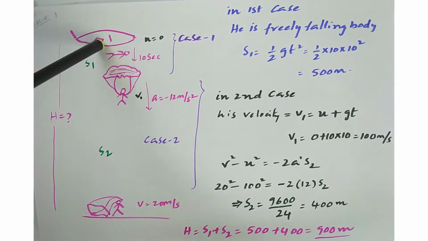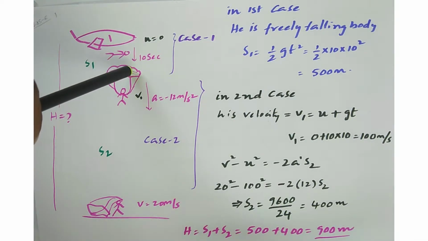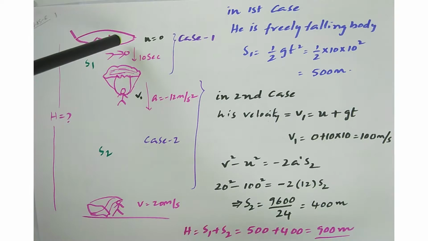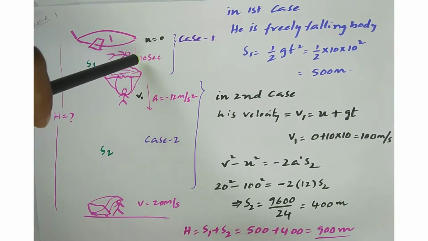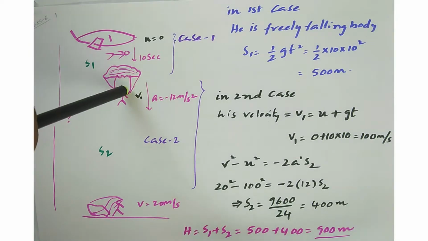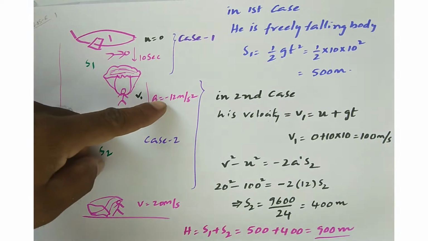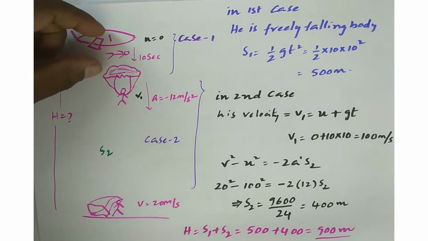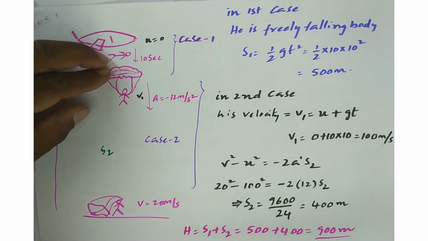This is an aeroplane and he is a parachutist. He drops from the aeroplane and falls freely for 10 seconds. After 10 seconds, the parachute opens. And then he descends with a retardation of 12 meter per second square. Means up to this portion, he acts like a freely falling body.